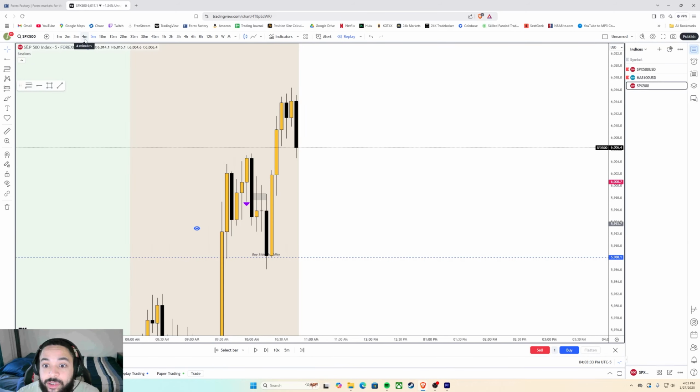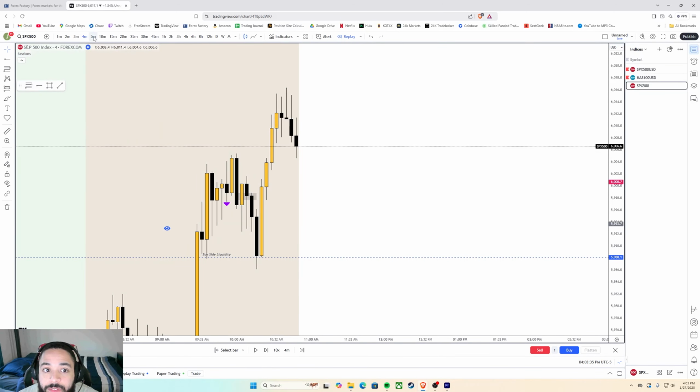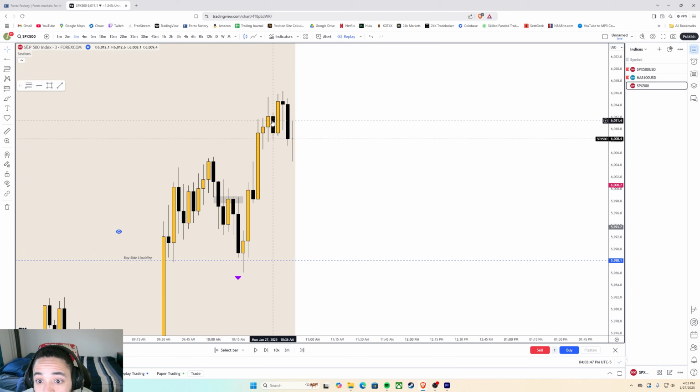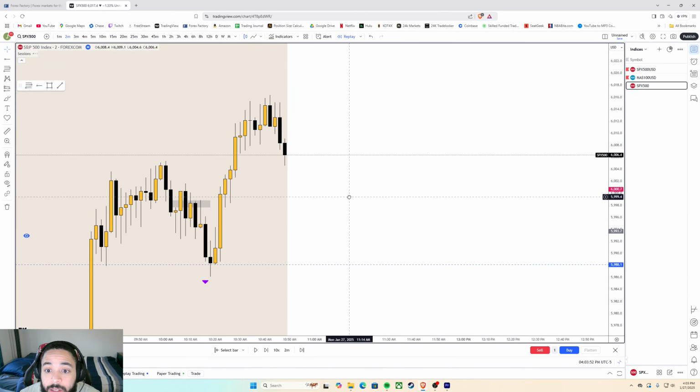Well, my first entry, right? So on the 5 minute, we don't really see anything. On the 4 minute, nothing because this last structure point would be down here for the 4 minute time frame, right? So we're gonna see if we can find anything on lower time frame. 3 minute, we're not really seeing any structure points. 2 minute, right?